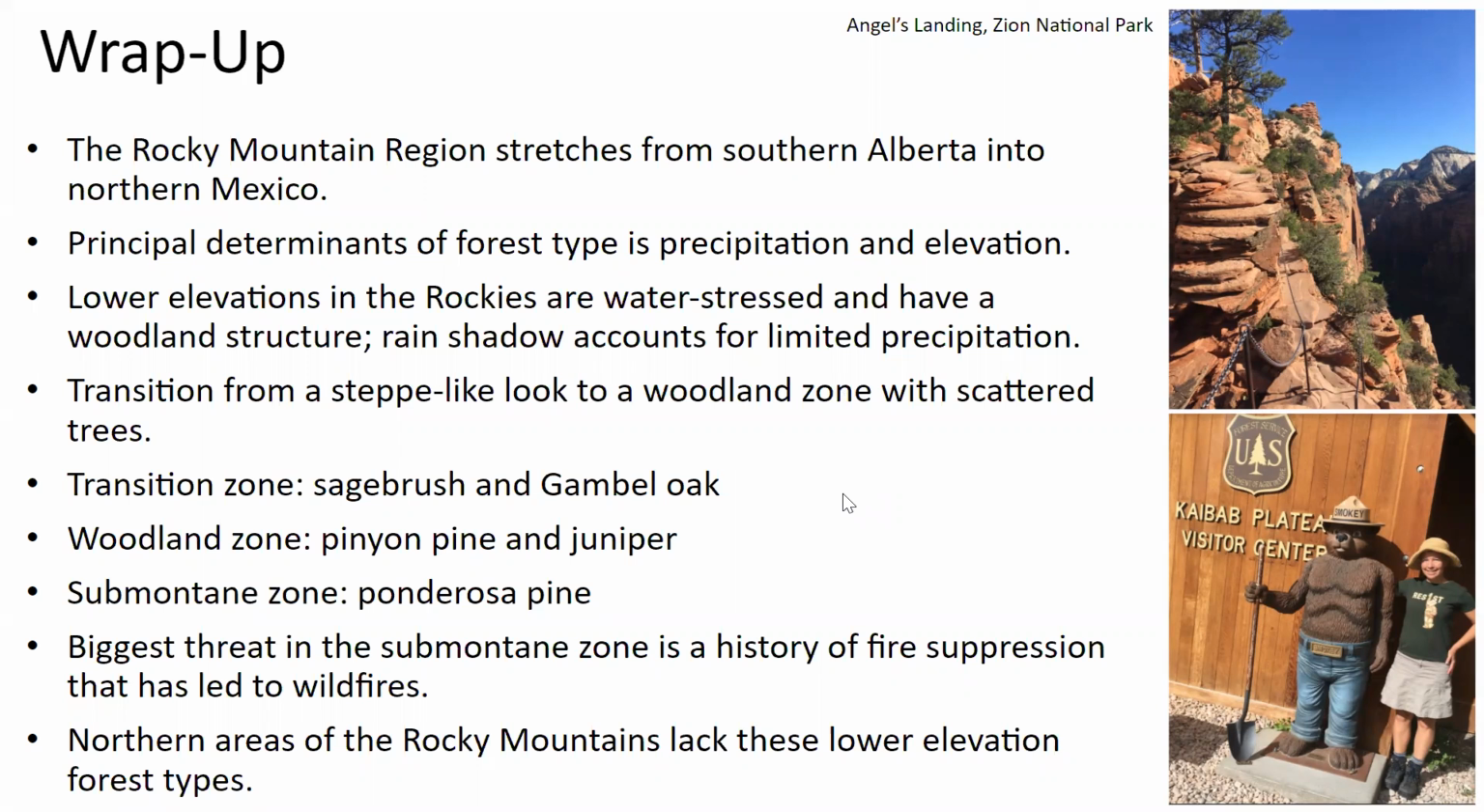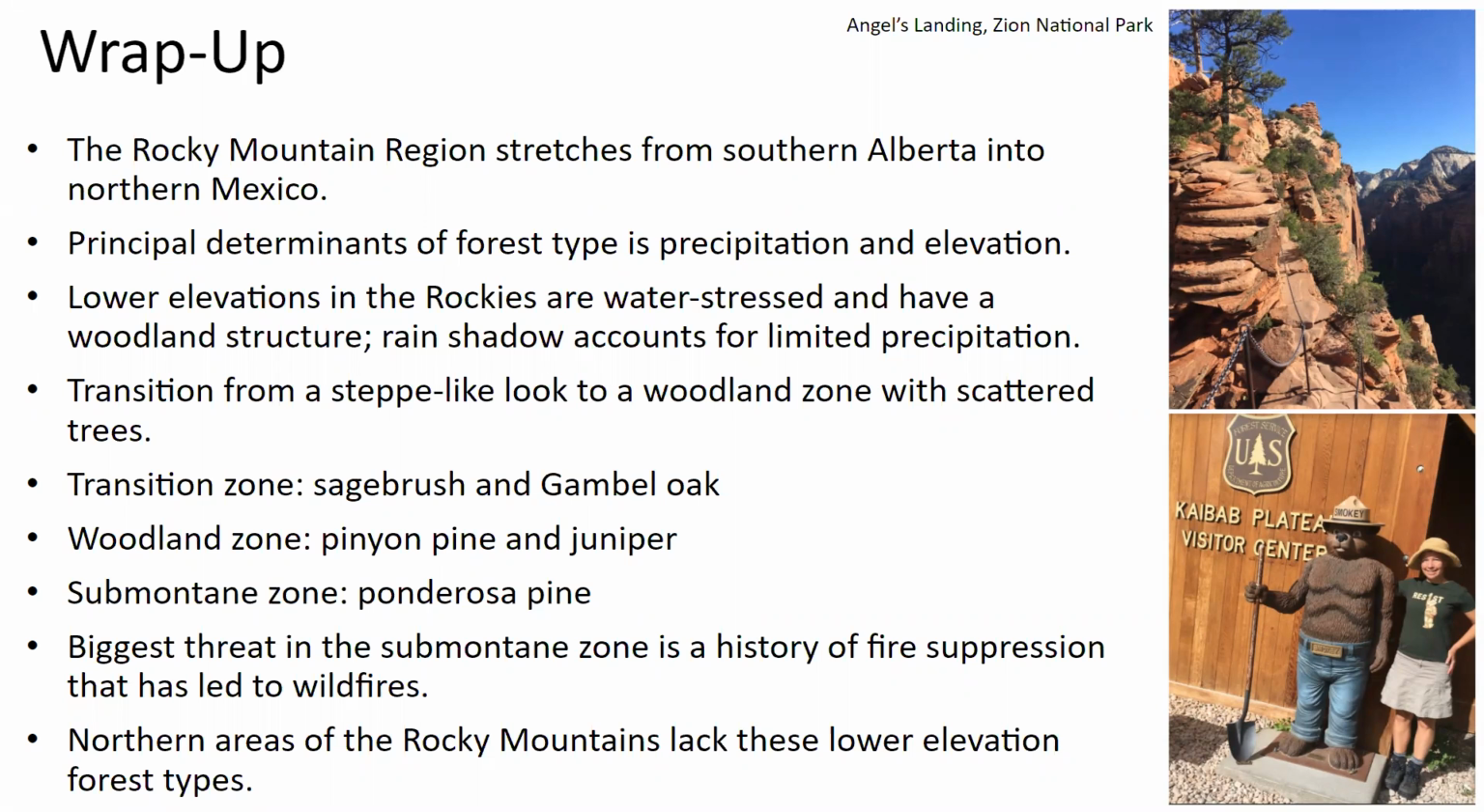We definitely see a transition from a steppe, right? So scattered trees and shrubs. That's called the steppe in Asia, but kind of a high desert shrubland area to woodland zone with scattered trees. So we've seen a change in the physiognomy as we climb and get more precipitation. The transition zone, I want you to know that is dominated by sagebrush and Gambel oak. Woodland zone dominated by pinyon pine and juniper.